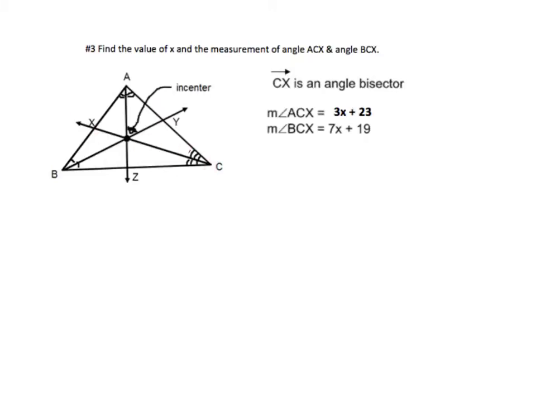I'm going to help you guys out here. Mark it too in red, and angle BCX. All right, they're telling us here that ray CX is the angle bisector. They're also telling us that the measurement of ACX is 3x plus 23, and the measurement of BCX is 7x plus 19.